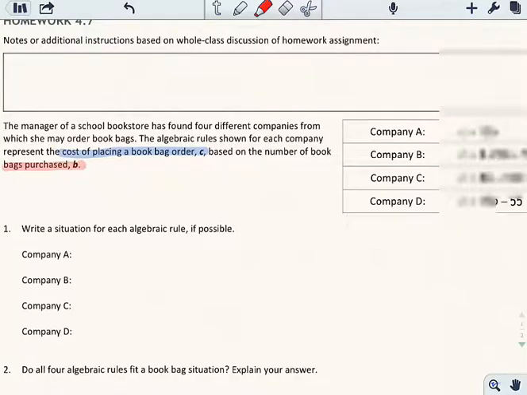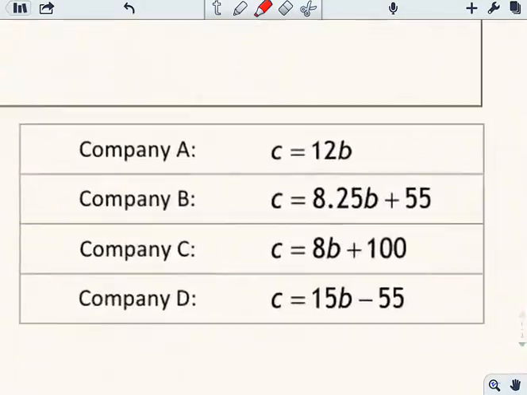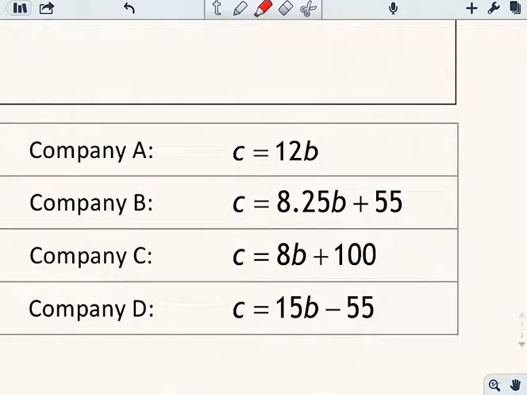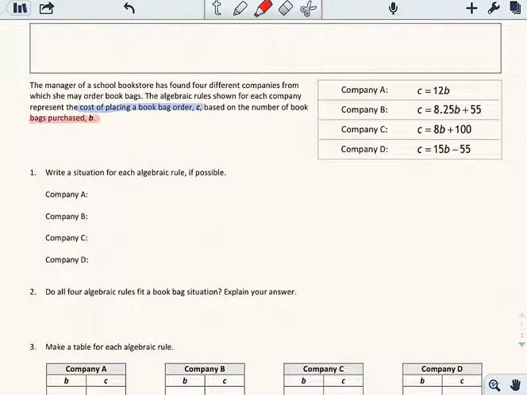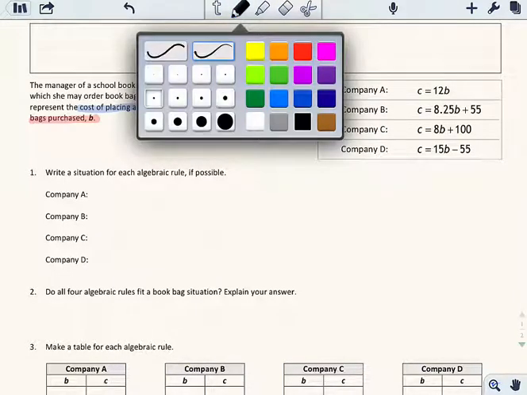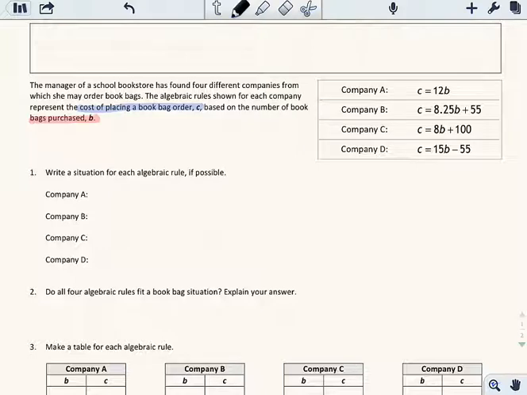Okay, so we have these 4 expressions. We know C is cost, B is number of bags. So we have to maybe interpret these equations. We will probably do so in the first one. So the first order of business is, change that pen to a thinner version. There we go. For each situation below, write a situation for each algebraic rule if possible.